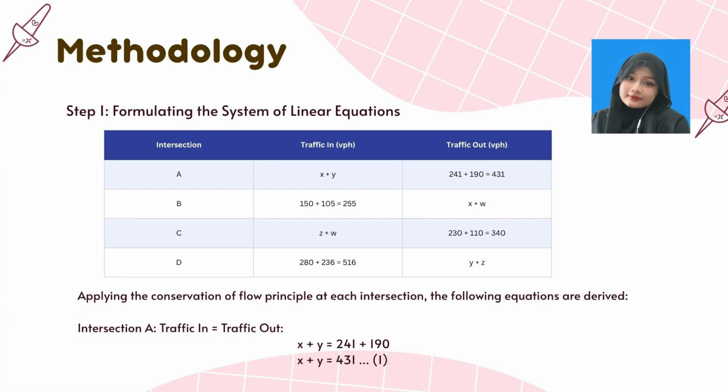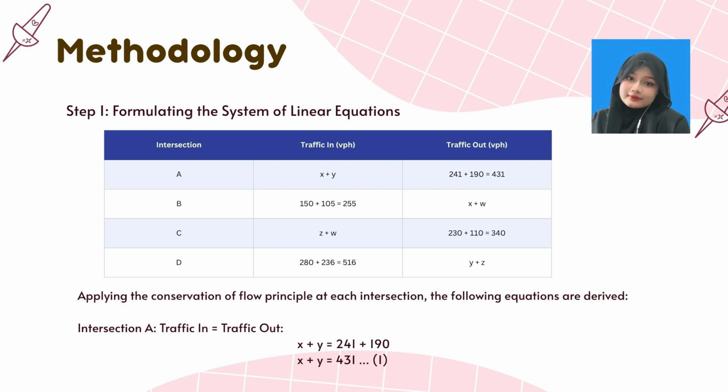Now, I will walk you through the methodology used in this study to model and solve the traffic flow problem. The study involves a network of 4 one-way streets in Kumasi, Ghana, with 4 intersections labeled as A, B, C, and D. The traffic flow between these intersections is represented by 4 variables, X, Y, Z, and W, each measuring the number of vehicles per hour along a specific road segment.